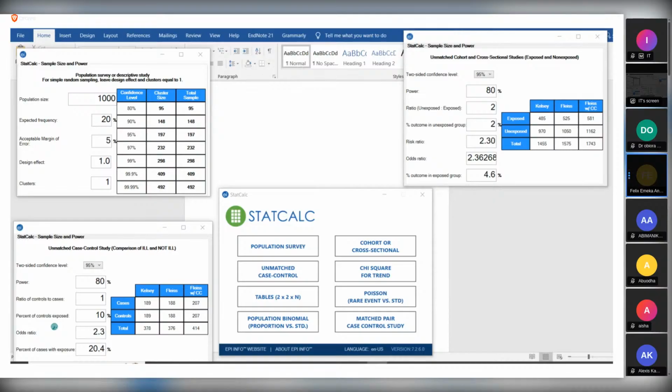Then the expected frequency of the condition that you're measuring. Like if you're doing a study where you're looking at prevalence of malaria or prevalence of depression, then you have to find a previous study that measures prevalence of depression. Then it is here that you are going to put that frequency or that percentage. You're going to put it here, either 20%, or 10% or whatever it is.